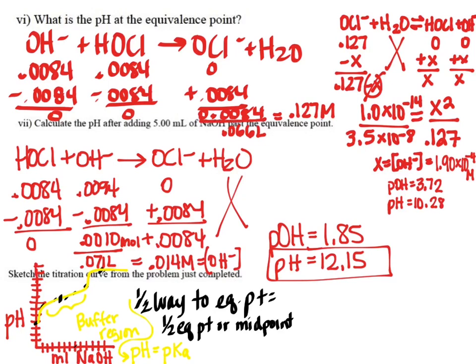So put it in your calculator. Take 10 to the negative 7.5 and see what you come up with. 3.16 times 10 to the negative 8. What did we say our Ka was at the beginning of this? 3.5 times 10 to the negative 8.